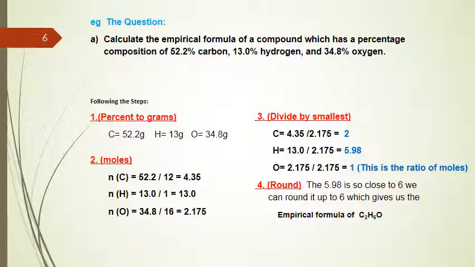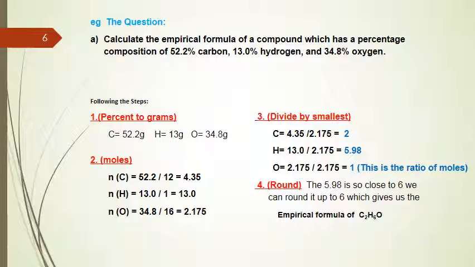Okay, so how do we get 4.35? Well, we have the number of grams, 52.2, and we divide it by the molar mass of carbon, which gives you 4.35 moles of carbon. We do the corresponding calculation for the other individual elements in the molecule. So for hydrogen, you'll have 13 moles. For oxygen, we'll have 2.175 moles. Okay, that's the monkey part, moles.